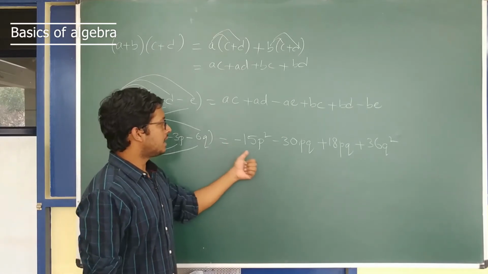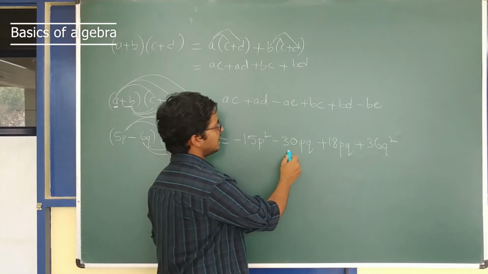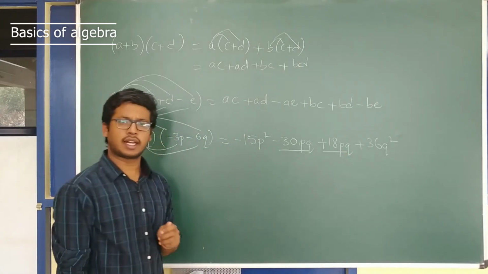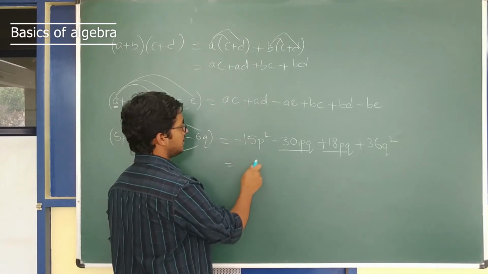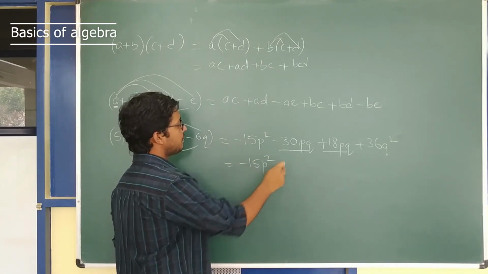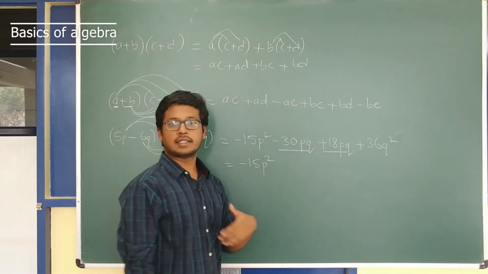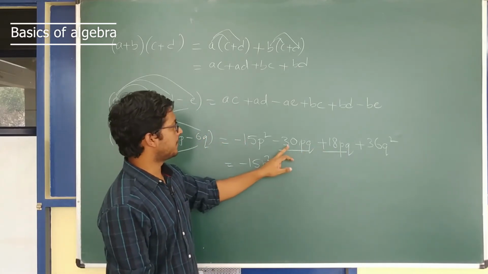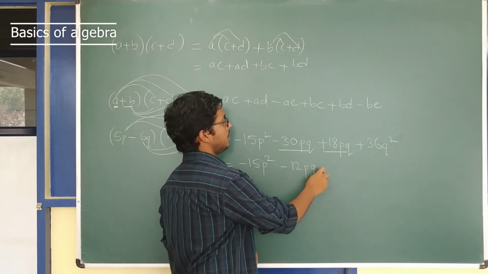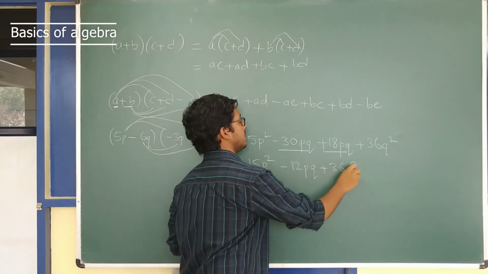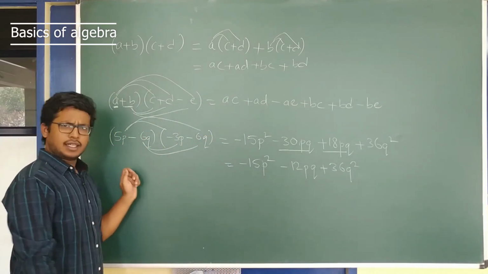Always whenever you write an algebraic expression, please make sure that it is in the simplified form. What I mean here is that you can see that there are two like terms and you can add them. So what would this final answer be? This minus 15p square as it is, minus 30pq plus 18pq. Different signs, you subtract and keep the bigger number's sign. So subtract is 12 and it becomes minus 12pq plus 36q square as it is. So this would be the final answer. Let's try one more example.